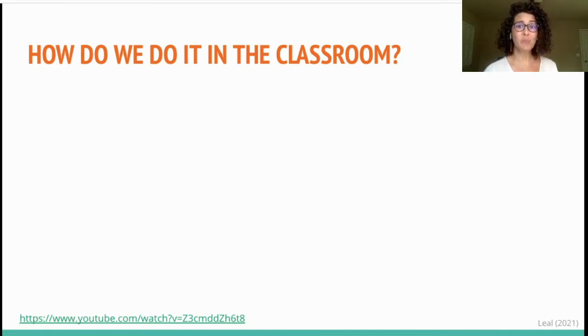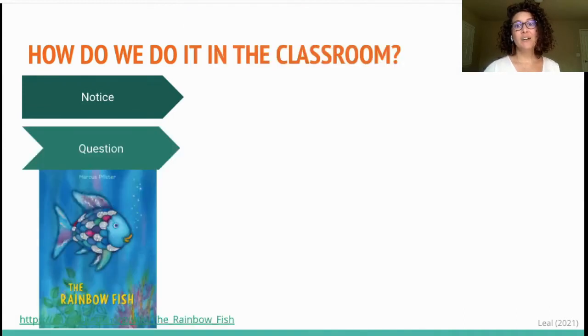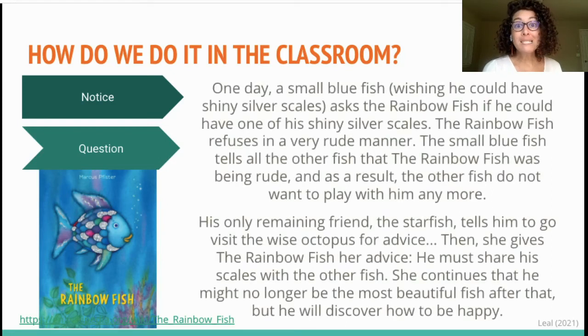Are you familiar with the Rainbow Fish? If not, you can go to YouTube and read it along. But the story of the Rainbow Fish is a fish with shiny, multicolored scales, and the other fish from his group also have scales, but only scales that match their real colors. However, they wish that they had the shiny silver scales like the Rainbow Fish. One day, a small blue fish, wishing he could have shiny silver scales, asks the Rainbow Fish if he could have one of his shiny scales.